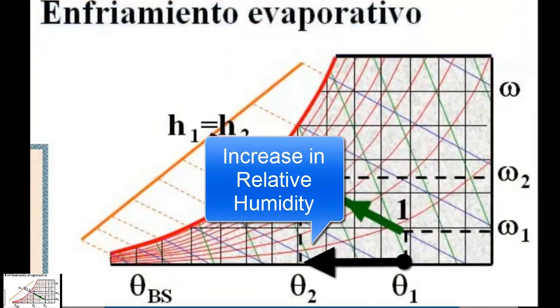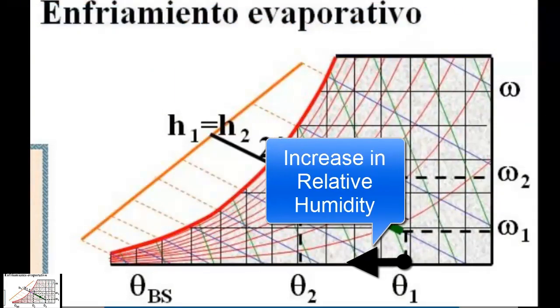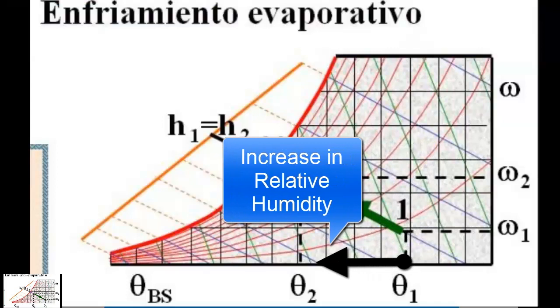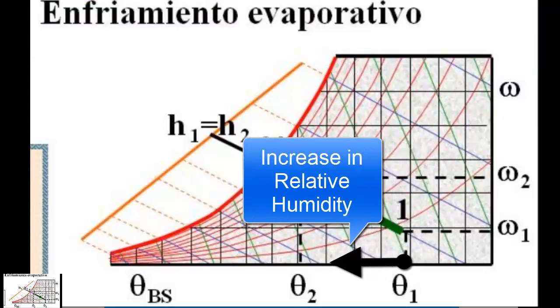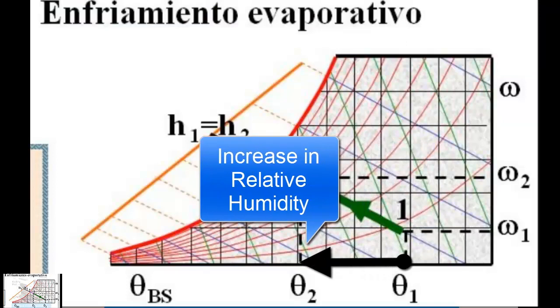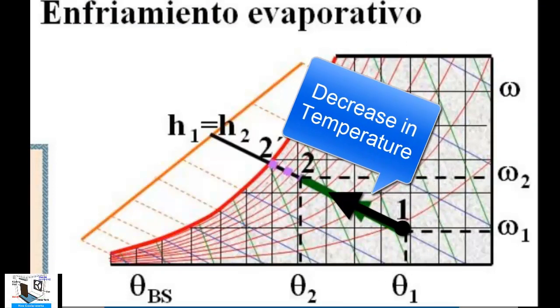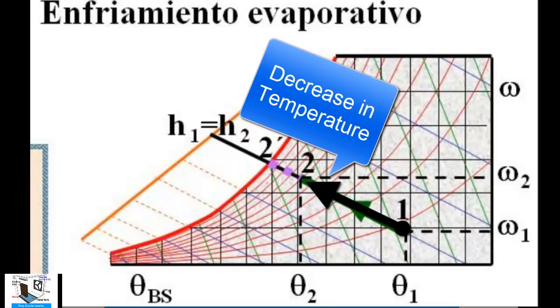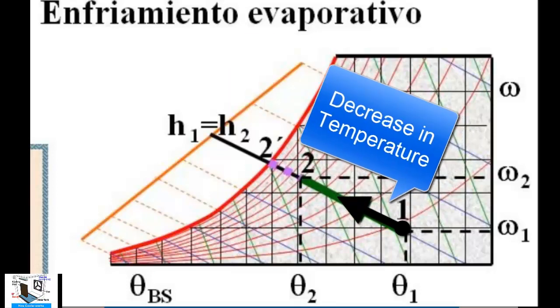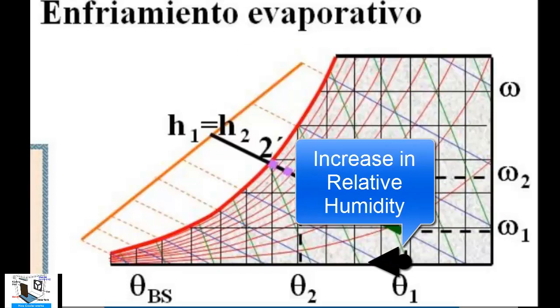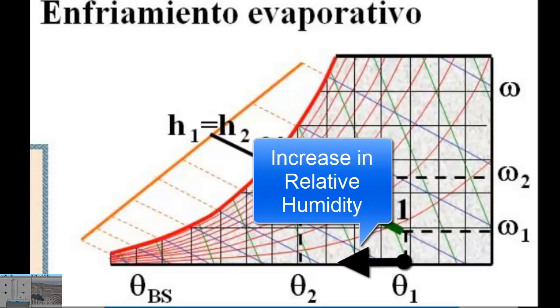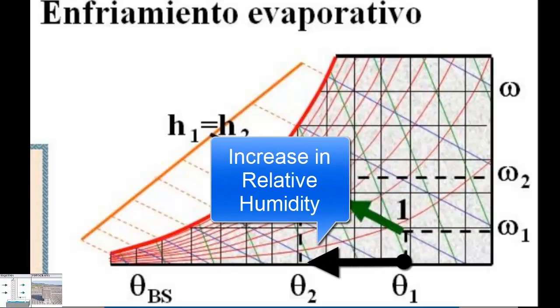C. This cooling process doesn't involve significant heat exchange, resulting in an increase in the relative humidity of the air. D. With higher relative humidity, the air temperature approaches the wet bulb temperature, which is lower than the normal ambient temperature. E. The higher the relative humidity, the lower the air temperature.